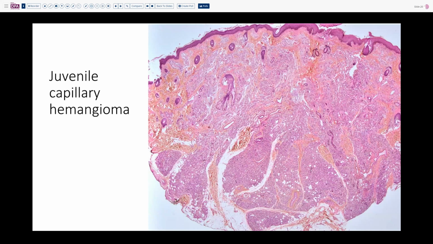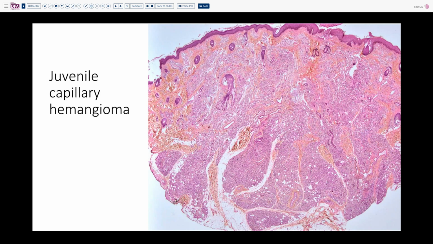The next entity we'll talk about is juvenile capillary hemangioma. This is present in about 4% of children. So it's some kind of a vascular birthmark, if you will, involving the head and neck most commonly. And it tends to grow in that early phase of life. It's subject to angiogenesis factors and other growth factors. But that early growth phase can last for 6 months to a year. But that's followed then by a general prolonged period of involution.